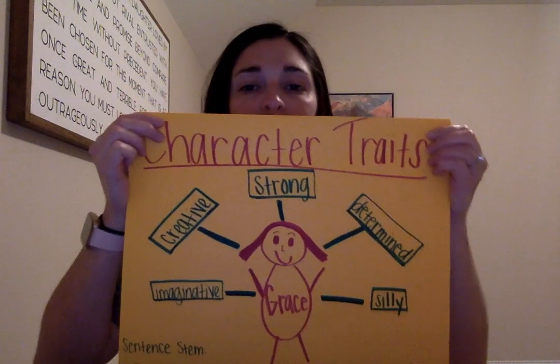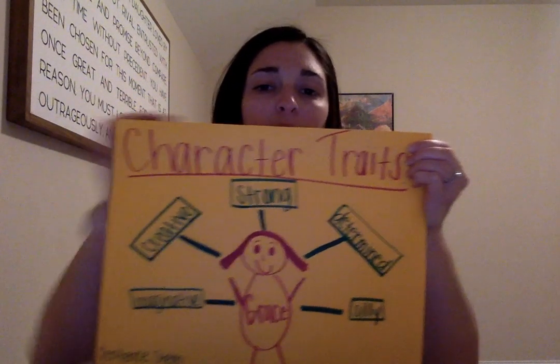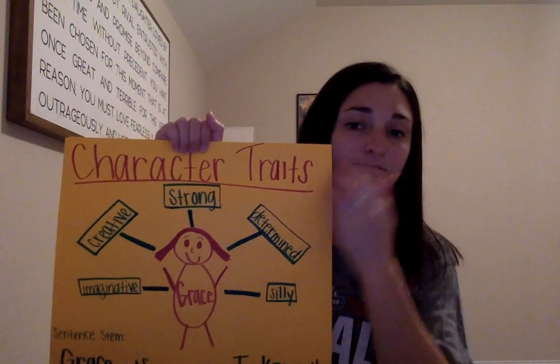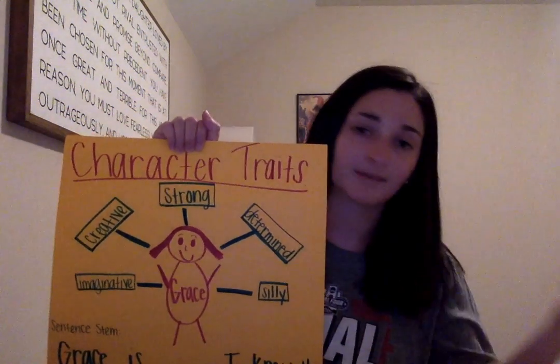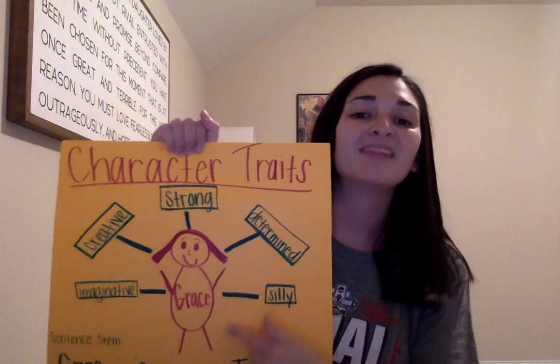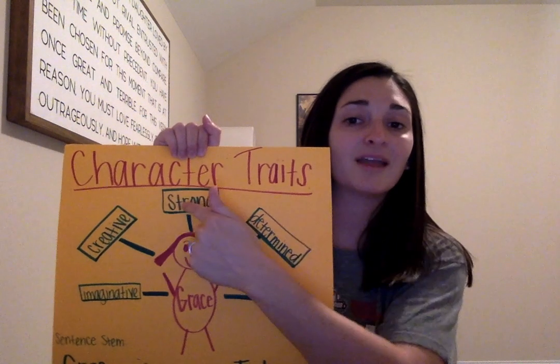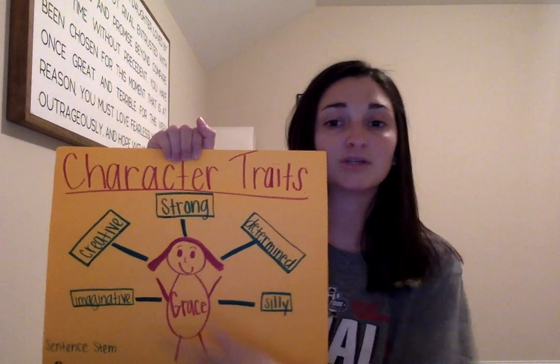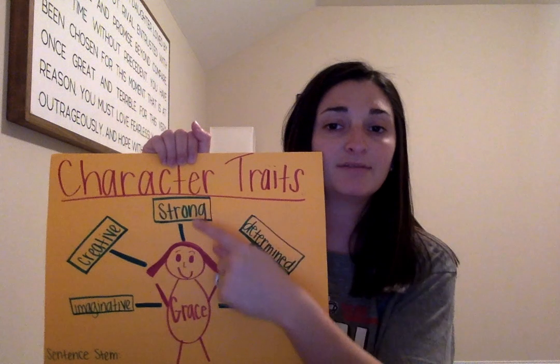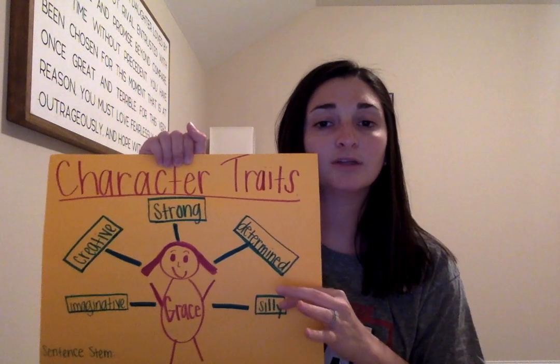She's determined because she didn't give up no matter what other people said. And she's very strong because when people told her that she couldn't, she said, yes, I can. I am going to do this. Those are some of the character traits, and I've made a little chart. I have Grace, my character, in the middle. Maybe you want to draw a picture of your character. We know this is not art class. I'm not an artist, and I'm okay with that. This is Grace, and I put the character traits all around her. So she's imaginative, creative, strong, determined, and silly.